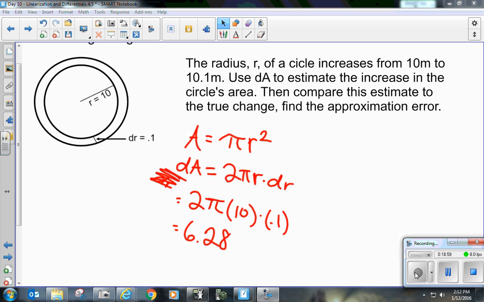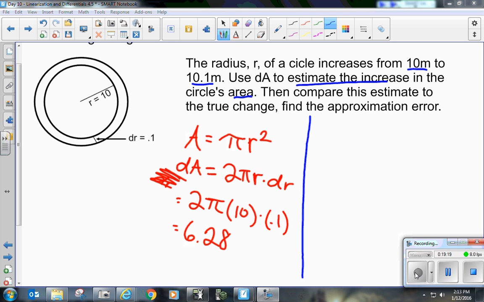What we just figured out here is the estimated increase to the area from 10 to 10.1. We're saying that based on the derivative, the area of that circle will change by 6.28, which is the same thing as 2 pi, right? Now let's find the actual change. How do we do that without taking derivatives? Any guesses? Yeah, use the area formula. Take the area of the circle at 10, then take the area of the circle at 10.1, and that will give you the actual change, right?